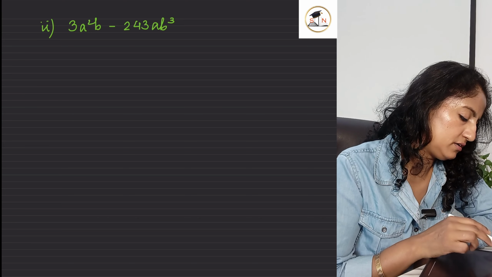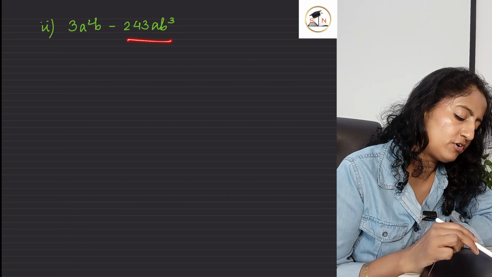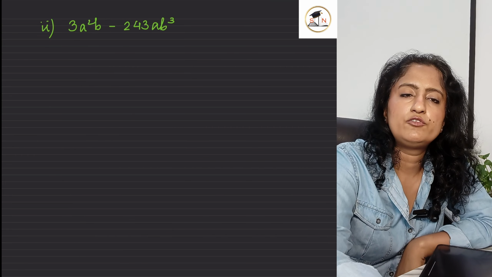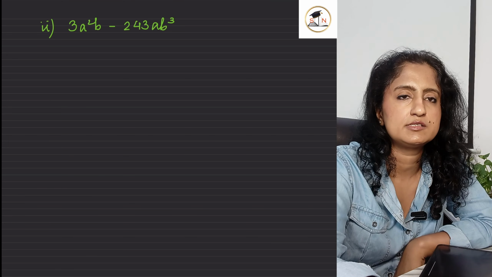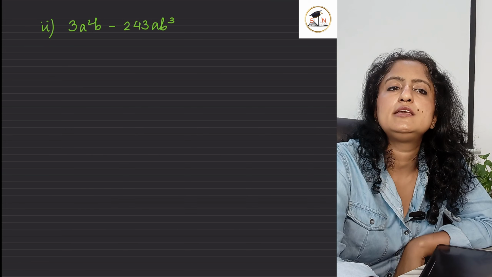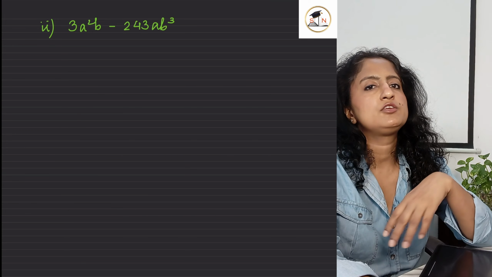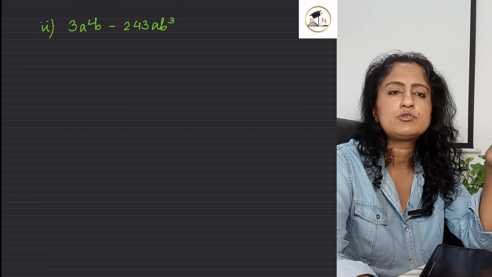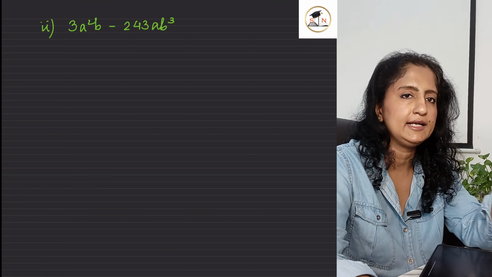Moving on with the second part. Now, we have 3a square b minus 243ab cube. Can you see the identity over here, which is a square minus b square, directly applied over this? No, right? But we can see that there are some common elements that exist. Because see, when you had started learning factorization in class 8, taking out common factors was the first step taught before you learned the identities.